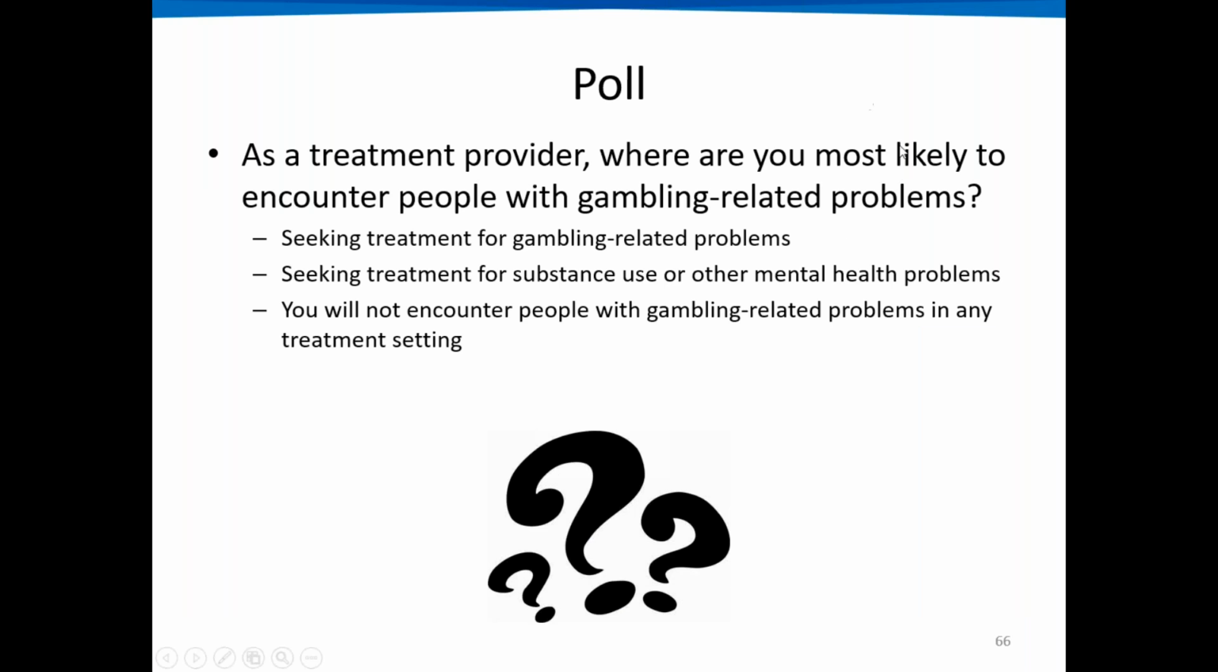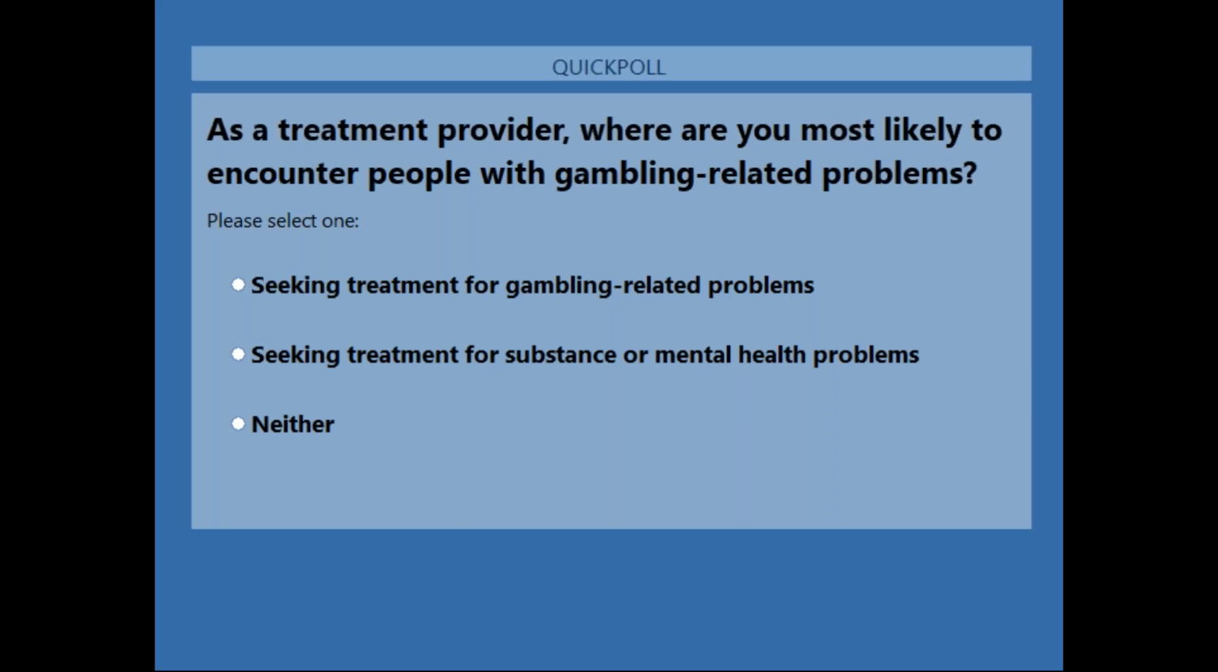So identifying and assessing gambling disorder can be complicated and time-consuming. But how do we even get to the point of doing those assessments? One last poll. Where are you most likely to encounter people with gambling-related problems? Seeking treatment for those problems? Seeking treatment for other problems? Or not in treatment at all? Go ahead and record your answers once you've had a chance to think about them.